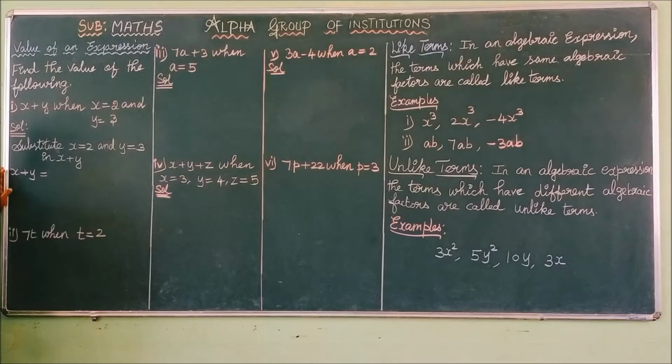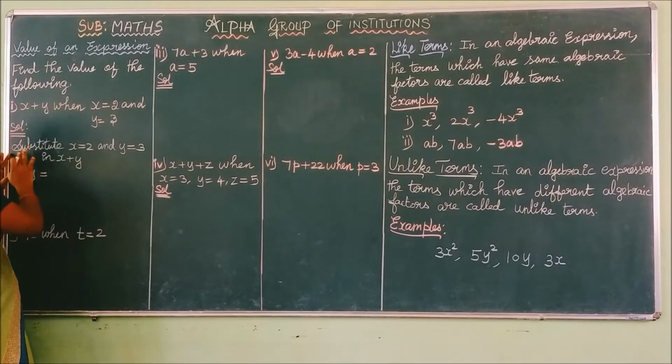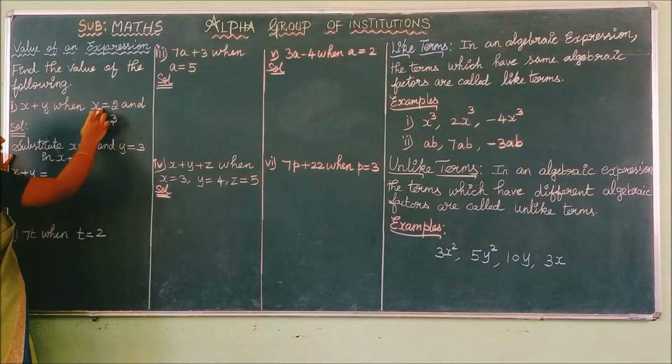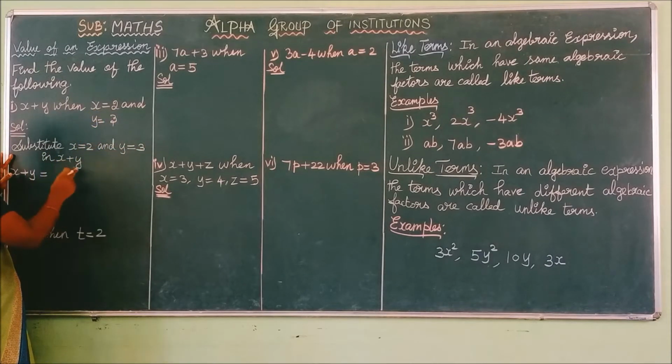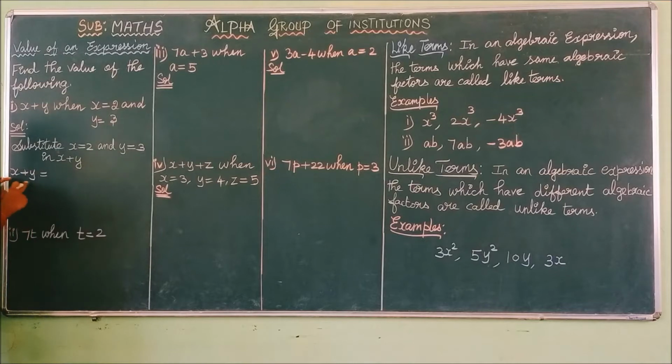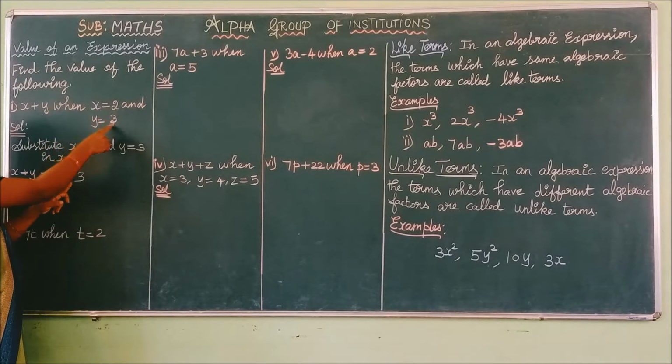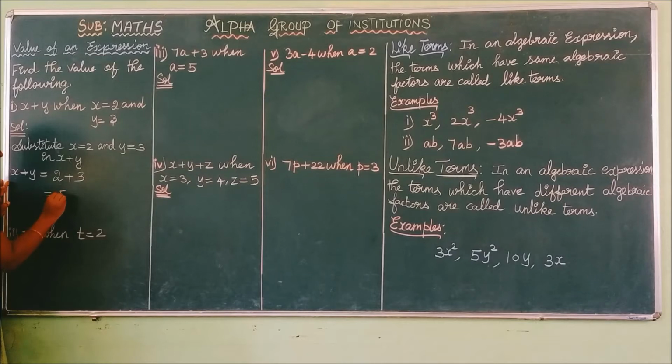In this kind of situation, the value we find is said to be the value of an expression. How do you find it? In the solution part you have to write: substitute x equals 2 and y equals 3 in x plus y. This is the given algebraic expression x plus y. What is the value given for x? 2. So 2 plus, what is the value of y? 3. Instead of x, you write its given value 2, and write the plus symbol as it is. Similarly, instead of y, you write its given value 3. So 2 plus 3, our answer is 5.